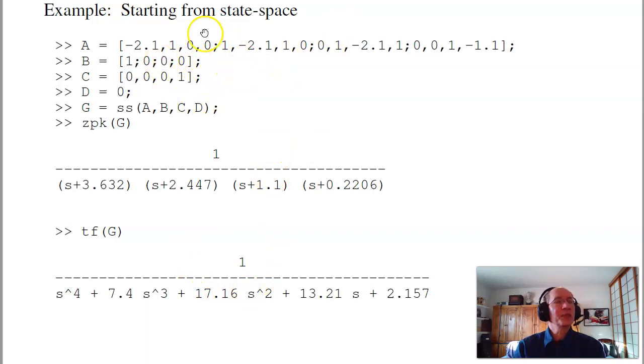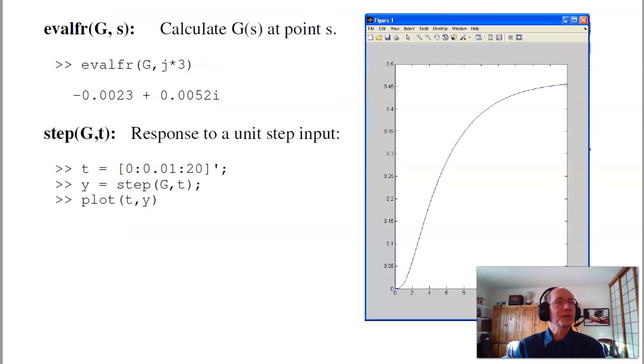The state space is actually fairly easy to input. Once you have it in state space, I sometimes want to see what the transfer function is. This tells me more about the system. For example, here's my dominant pole at -0.22. That tells me the settling time, tells me the overshoot, tells me quite a bit about the system.